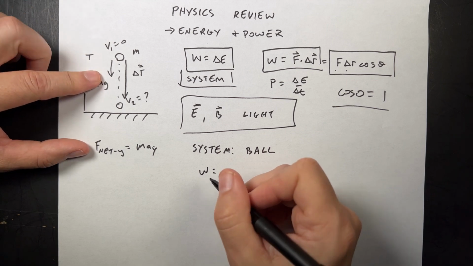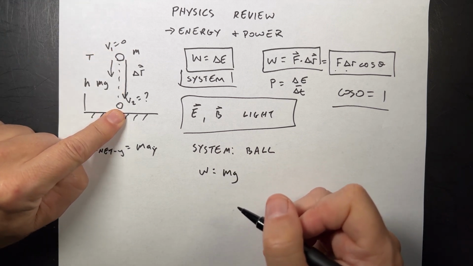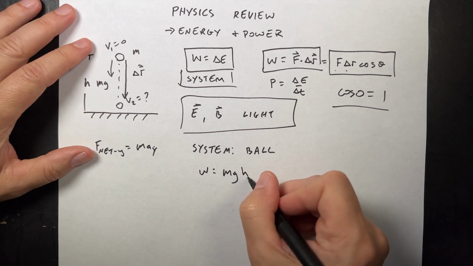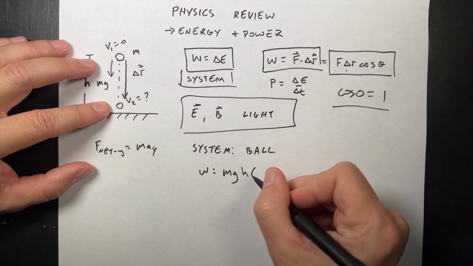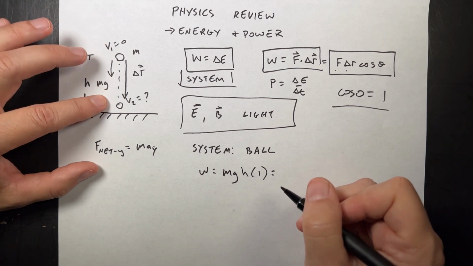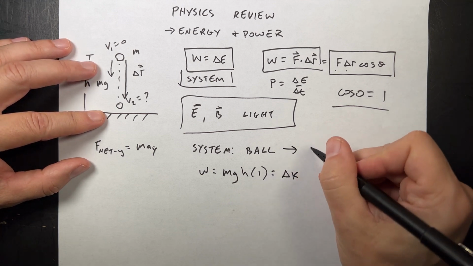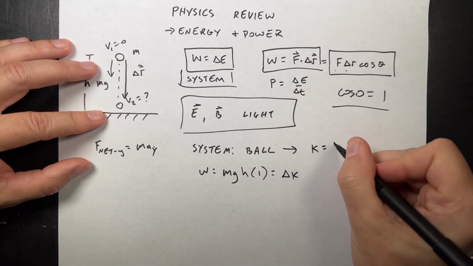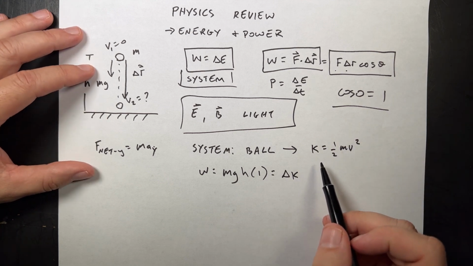Work is going to be the gravitational force, mg, times the displacement, which is h, that's how far it falls, and the angle between them is 0, so cosine of 0 is 1. And that's going to be equal to the change in kinetic energy of the ball. So if I have a ball, the only kind of energy I have is kinetic energy. This is energy associated with an object moving.